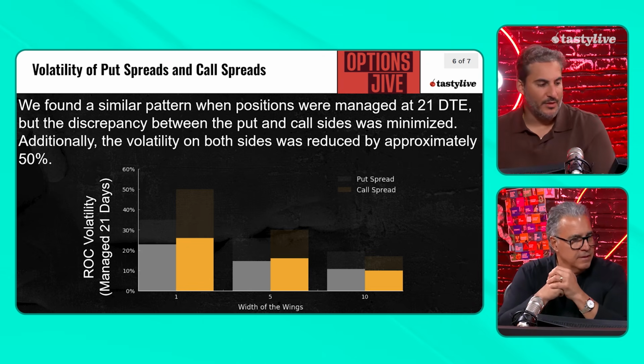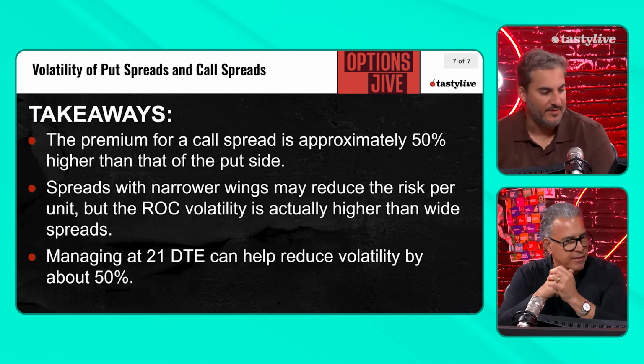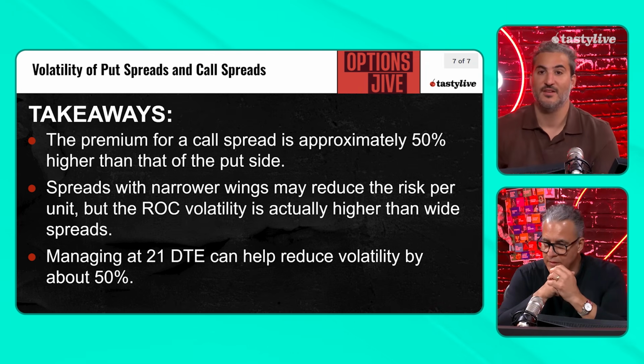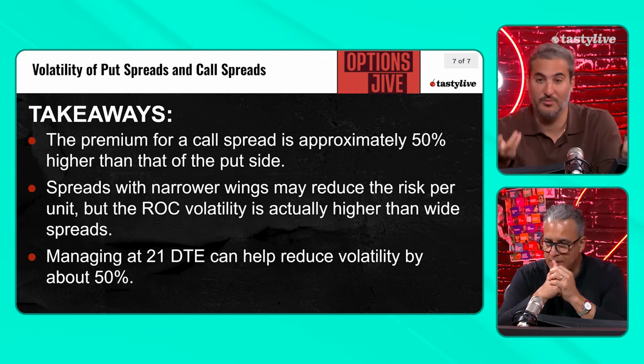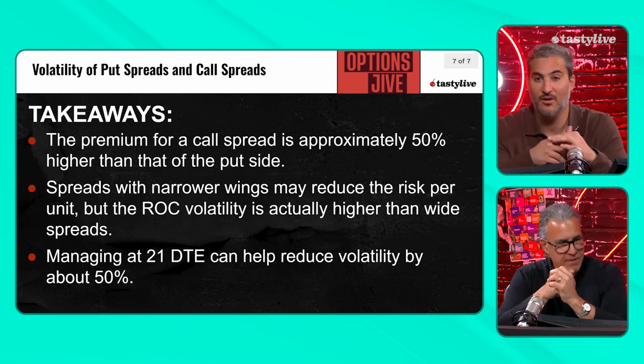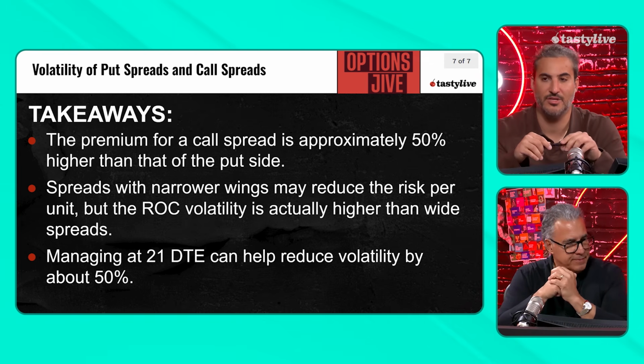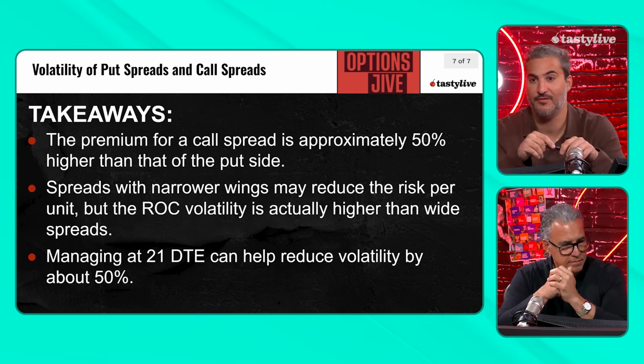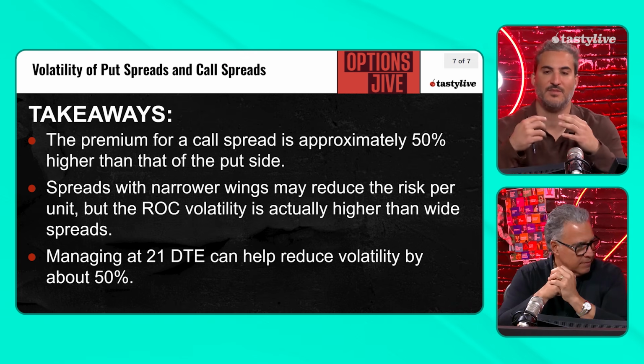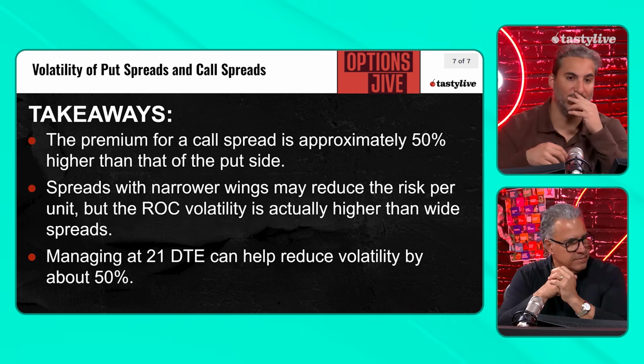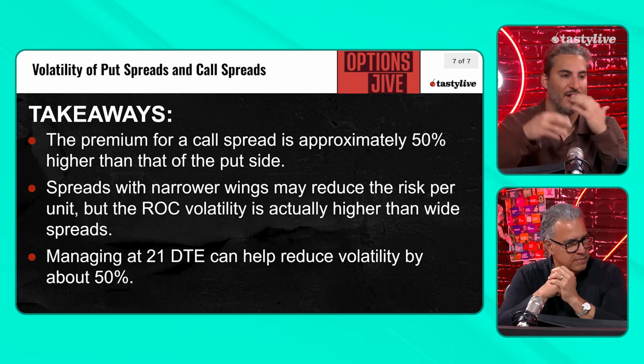Couple takeaways for you. The premium for the call spread is approximately 50% higher than the put spread. This is because you're getting a little bit of short delta on these trades overall. Spreads with narrow wings may reduce the risk per unit, but the return on capital volatility is actually higher. And that's because you net out to full losers on your losing trades.